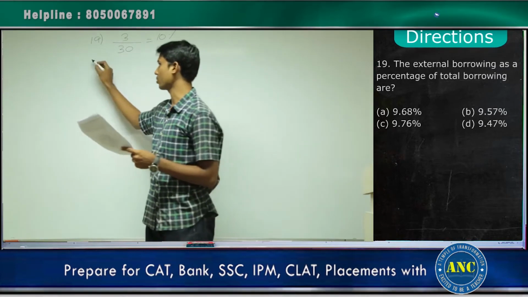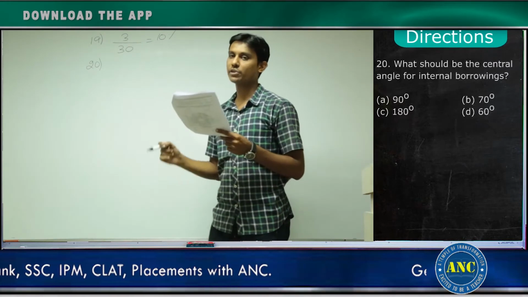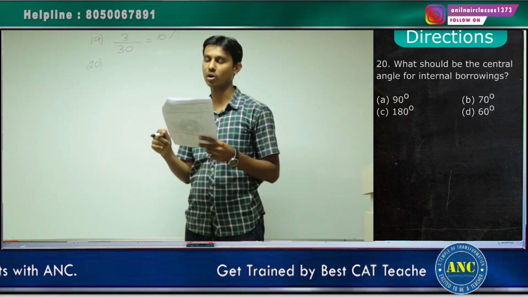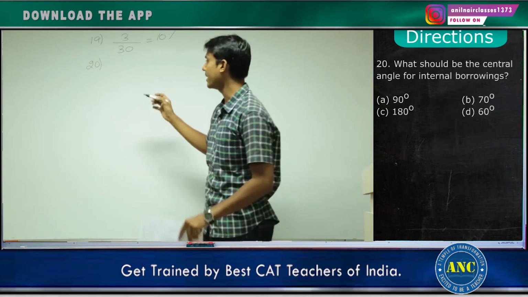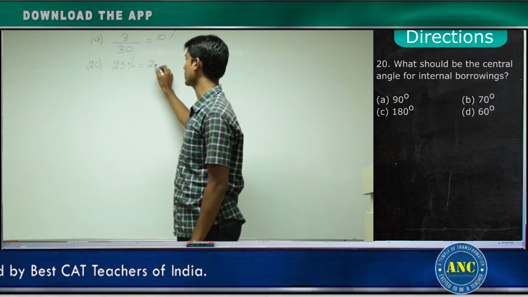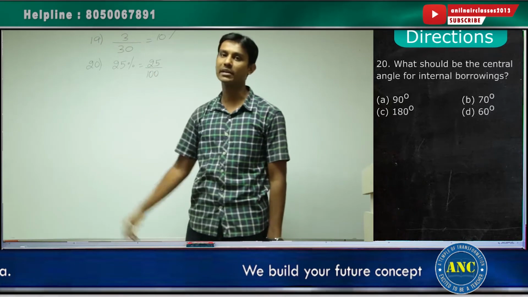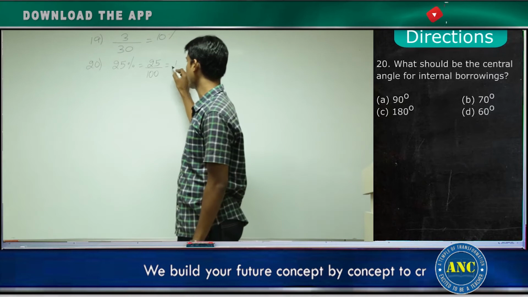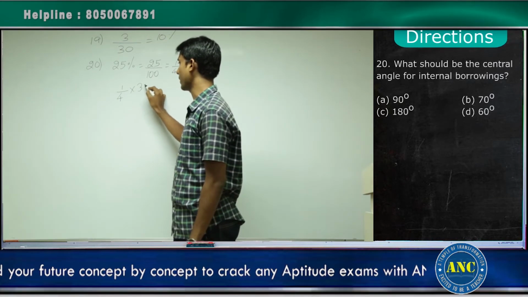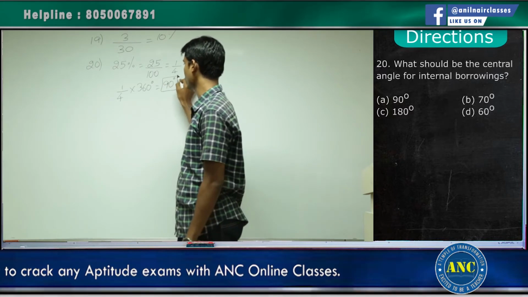Second question, the 20th question. Listen to this carefully. What should be the central angle for internal borrowing? What is the value given in the table for internal borrowing? It is given as 25%. 25% is nothing but 25 by 100, which is 1 by 4. If you want to convert this to an angle, multiply by 360. What is 1 by 4 of 360? 90 degrees. Answer for this question is 90 degrees.